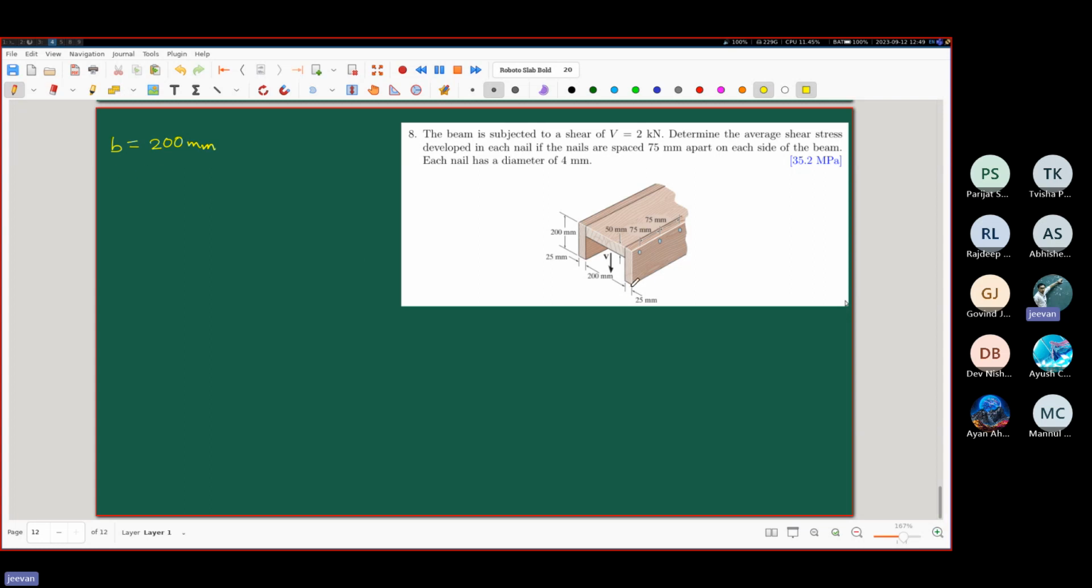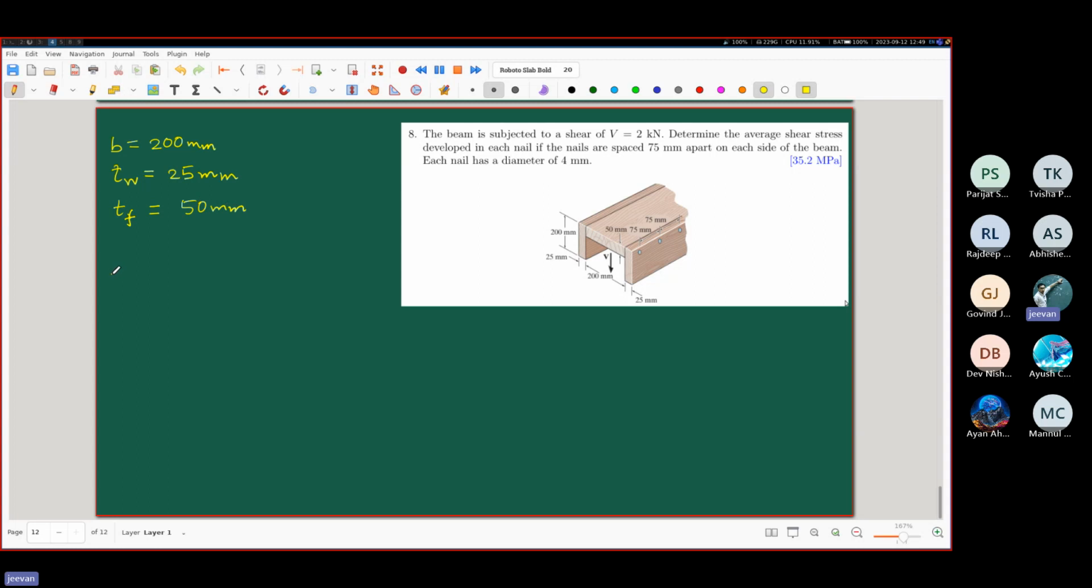The width of these vertical boards, I will call them the thickness of the webs. So TW is 25 mm. And the thickness of the board, that I will call the flange. Although these are not properly flanges, but just bear with me. So the thickness of the flange will be, how much is the thickness? 50 mm.